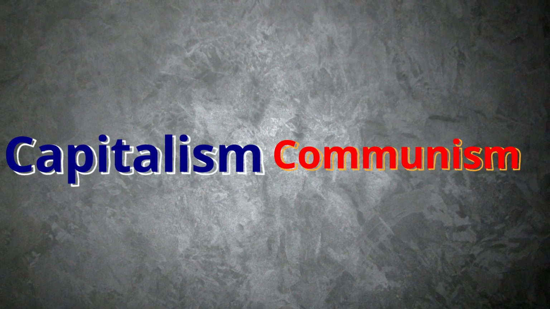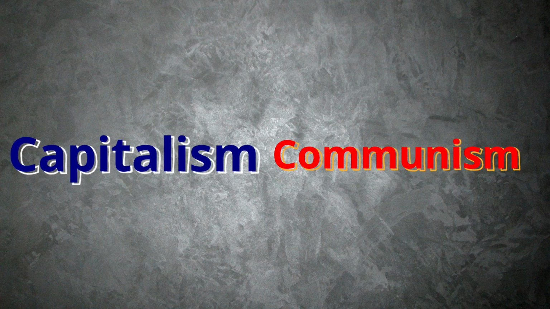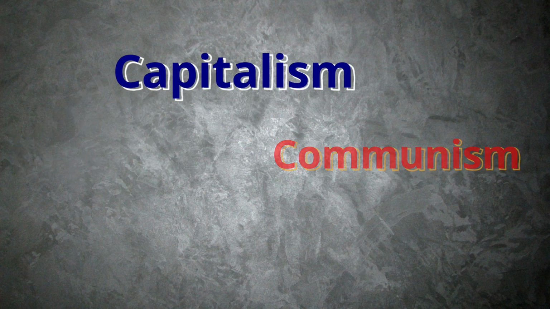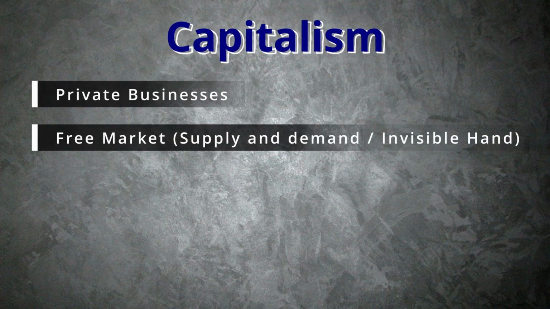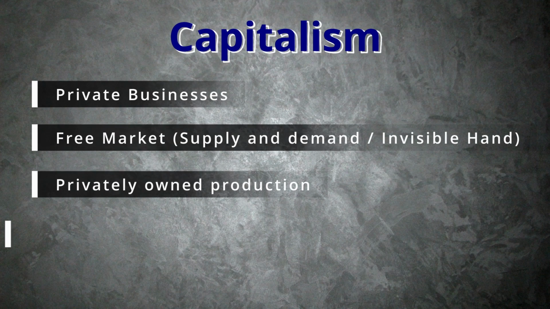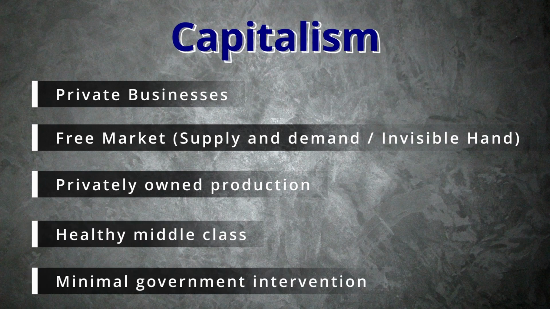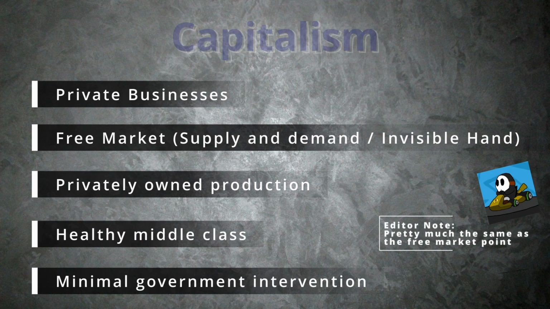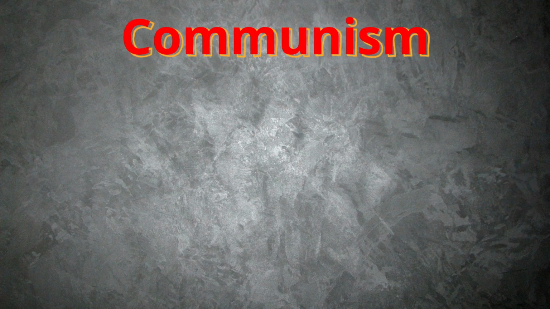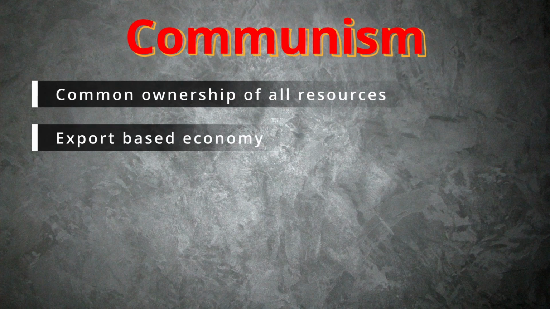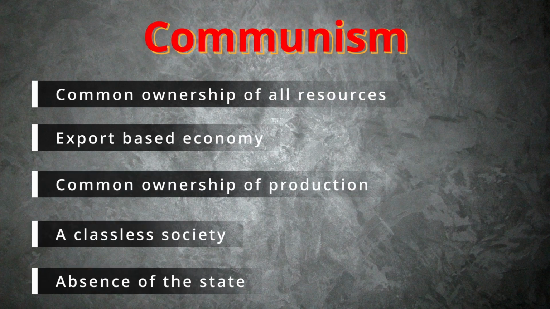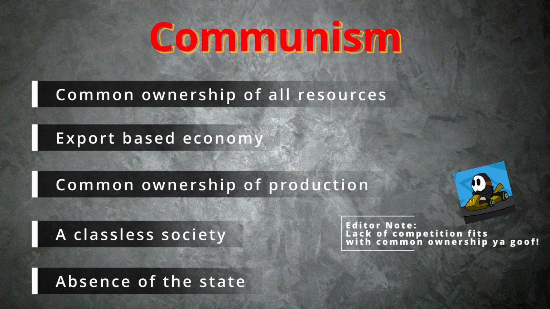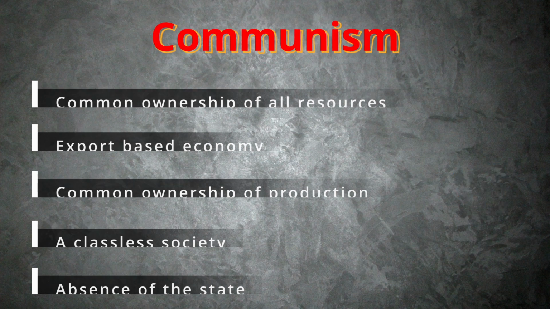Now, to preface, these economic systems do not always work on their own, and governments are best suited with a mix of these concepts along with some other ones to accommodate their economy. Capitalism mainly included privately owned businesses, a free market system based on supply and demand or the invisible hand, privately owned production, reliant on a healthy middle class, minimal government intervention, and competition facilitating the market. Communism is very different, with common ownership of all resources, an export-based economy, common ownership of production, a classless society, absence of the state, and a lack of competition. In other words, you could think of communism as a bizarro version of capitalism.